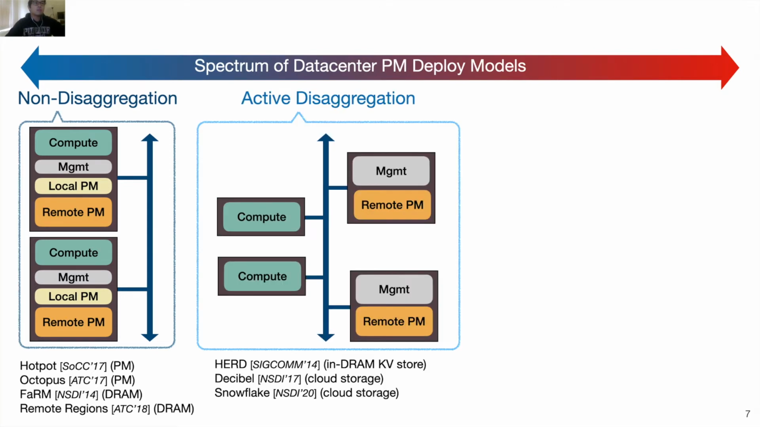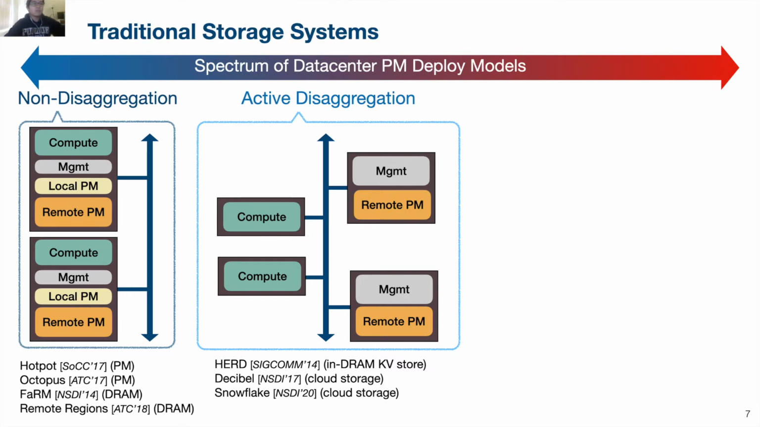At the center is what we call the active disaggregation mode. Regular servers on the left side run application computation. PM nodes on the right side host PM and run the management layer of this PM. There have been quite a lot of systems that adopt the active disaggregation model, although most of them are DRAM or SSD based. Both non-disaggregation and active disaggregation have been extensively studied and adopted in the real world.